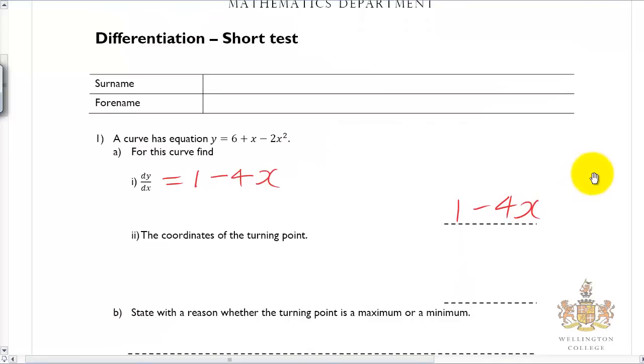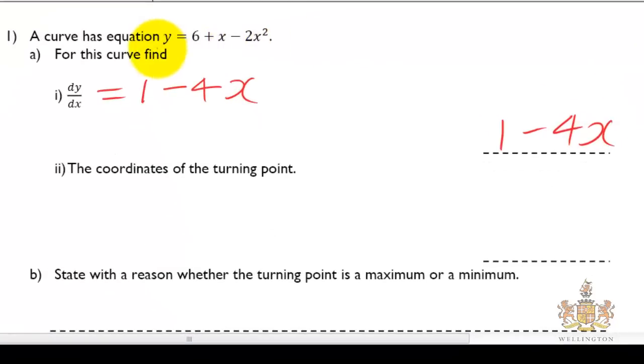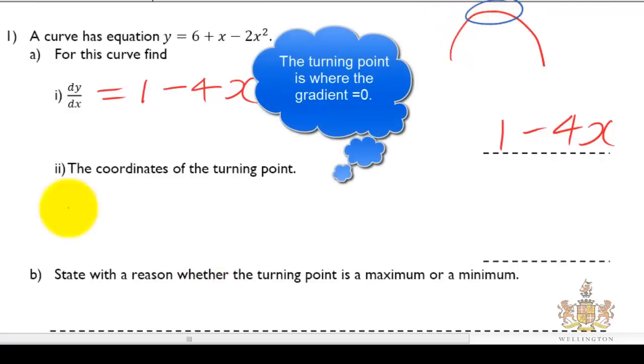Next thing we're asked to find is the coordinates of the turning point. Now if we look at this graph here, y equals 6 plus x minus 2x squared, because it's a negative x squared, we know that it has this sort of shape on the curve. And a turning point always occurs where the curve changes from a positive gradient up to here to a negative gradient here. So the nature of the gradient changes from flattening off and then getting steeper again. So therefore the turning point is where the gradient is momentarily 0. So dy by dx equals 0.